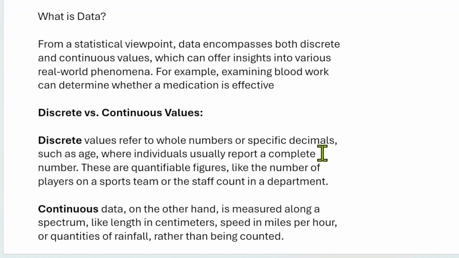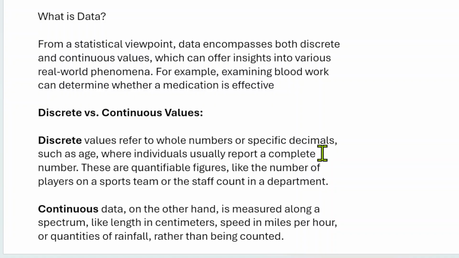It's miles per hour, quantities of rainfall. Rather than being counted, it's something that you think of as in a range. We'd say 55 miles an hour is the speed limit, but if you actually measured what you were driving down the highway, I'm sure you go above and below that multiple times, whether you have to stop in front of somebody or it opens up and you've got some room to go. So that's continuous versus discrete.